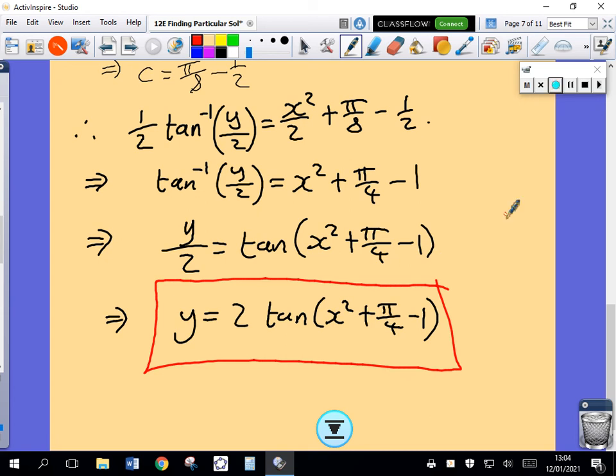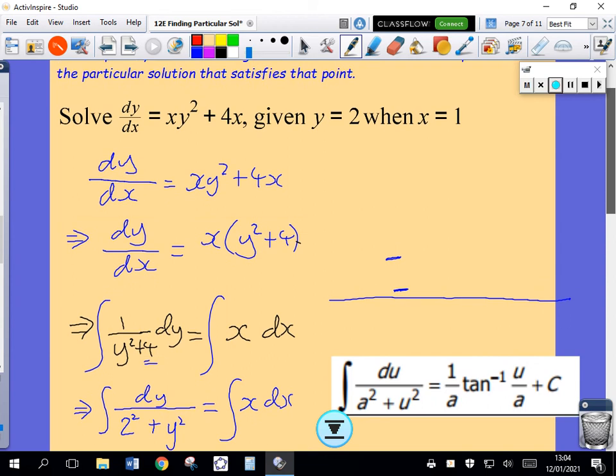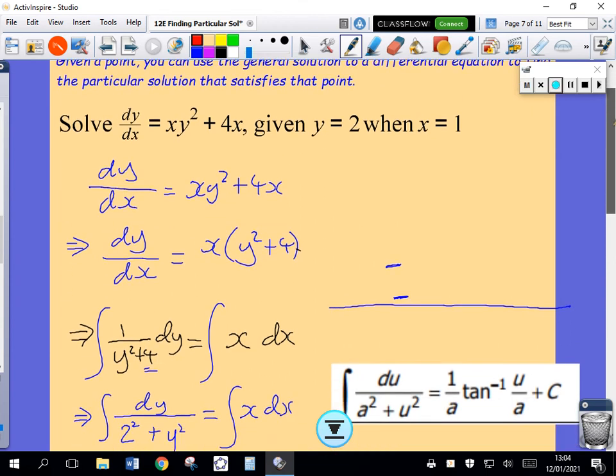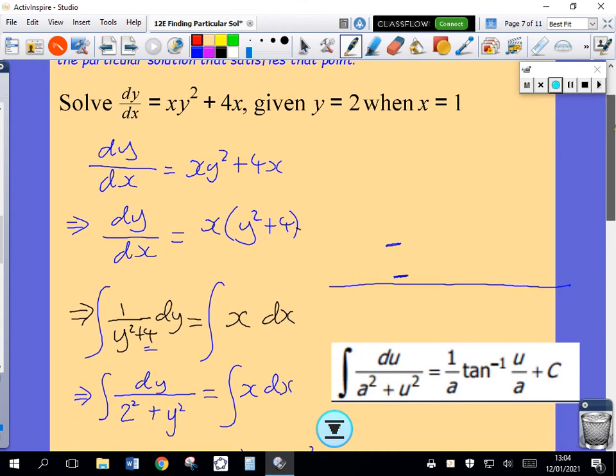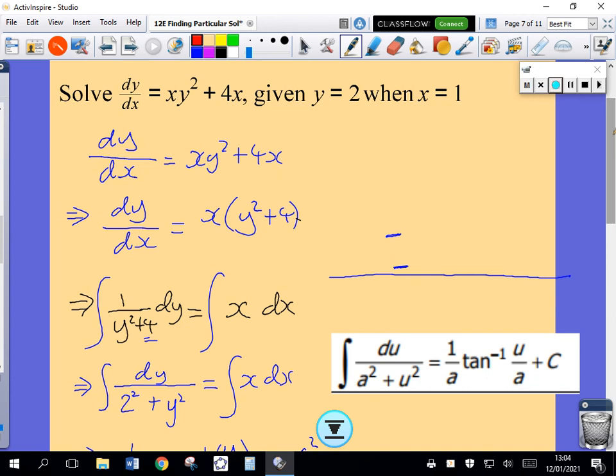So again, don't forget that you've got lists of standard integrals in tables, forms in your booklets. So in this case, we had to rely on this particular standard integral. There's a number of them. You'll find them in there. I think it's on page 26 of your formula and tables booklets.